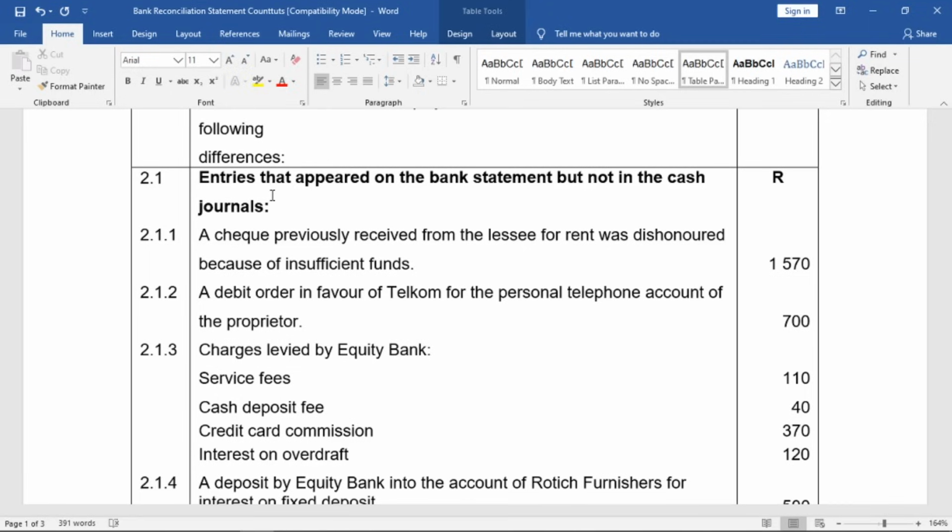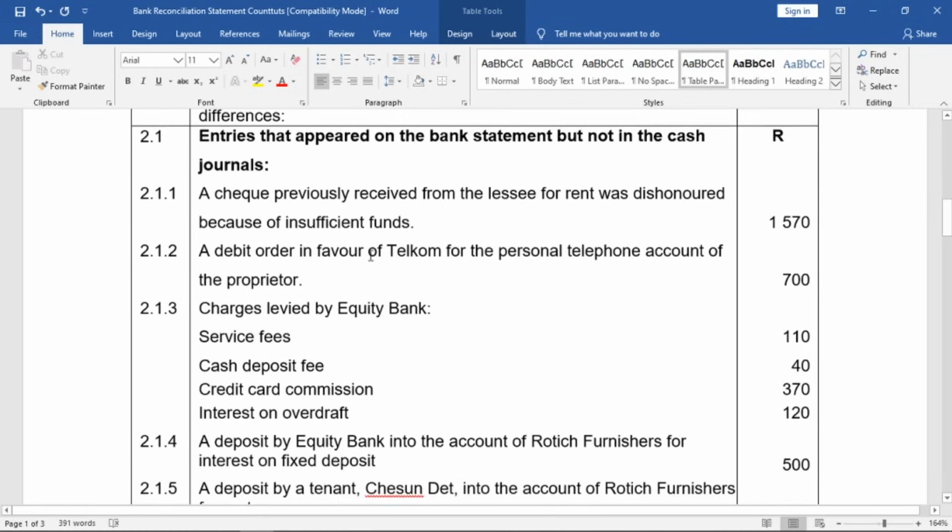So what do we do? Well, you don't touch the bank reconciliation statement because they already appear in the bank statement. So we only go to our books. So wherever these amounts didn't appear, we go to that account and do it there. So if it didn't appear in our books or in the cash journals, we go to our cash journals and do it there. Later on, if they tell us these amounts didn't appear in the bank statement, then we go to the bank reconciliation statement and do it there. So here they told us it didn't appear in the cash journal, so we'll do it there.